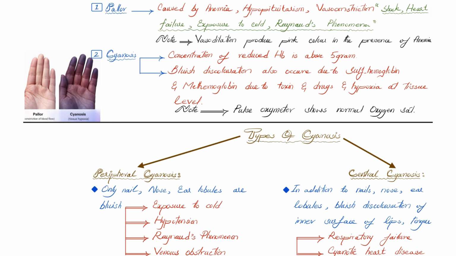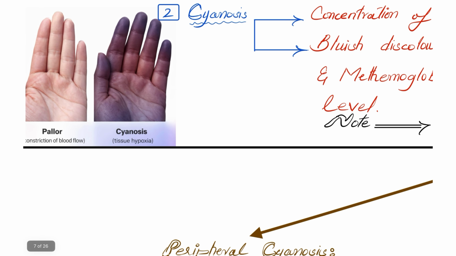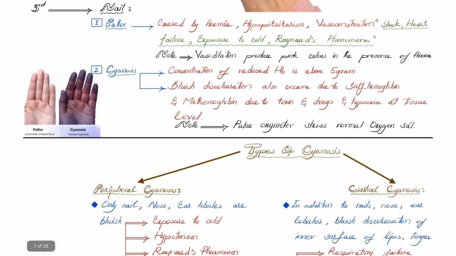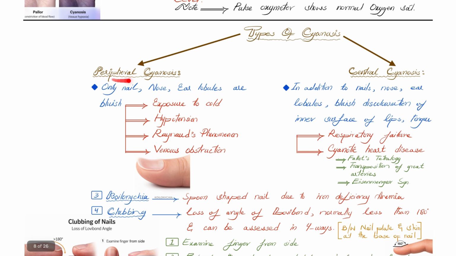Now, there is hypoxia at the tissue level. The oxygen carrying capability of hemoglobin is lost. So there will be free oxygen in the blood, and the pulse oximeter will show normal oxygen saturation, but still the tissues are having a deficiency of oxygen. Cyanosis is of two types: peripheral cyanosis and central cyanosis.